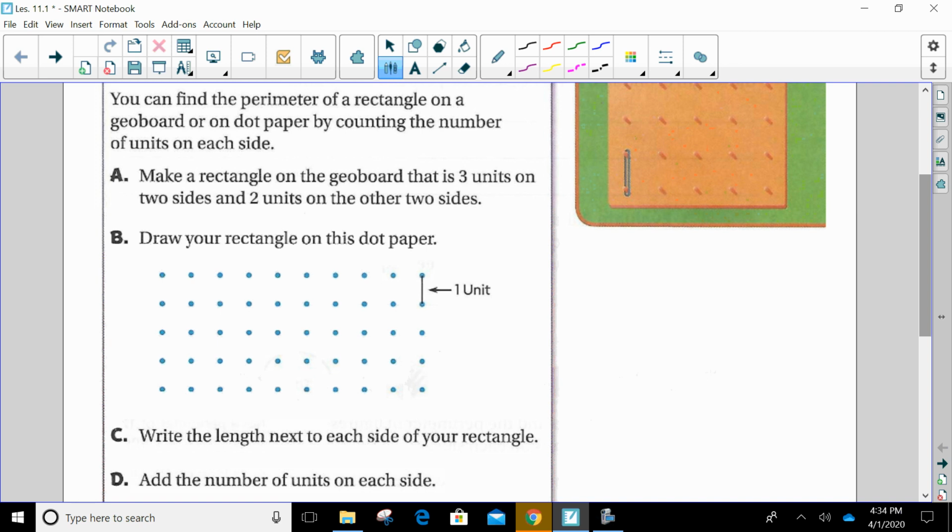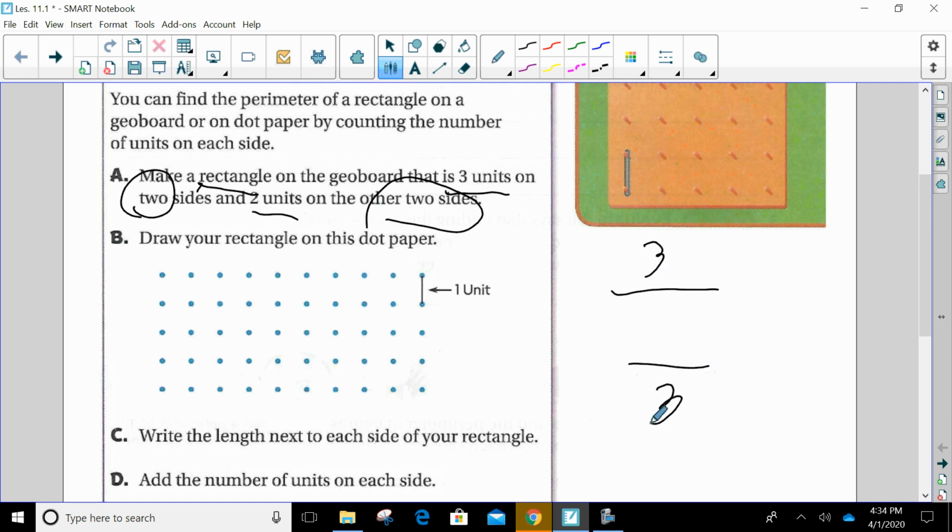Remember, a rectangle has two pairs of congruent sides. That means the opposite sides are equal. So we're going to make a rectangle on the geoboard that is 3 units on 2 sides and 2 units on the other 2 sides. So one side's going to be 3 and the other side's going to be 3. This is going to be 2 and this is going to be 2. Congruent means they are the same. The opposite sides are going to be the same.